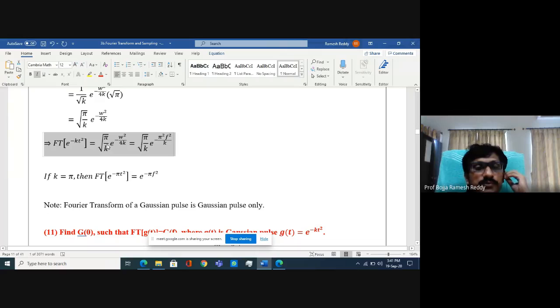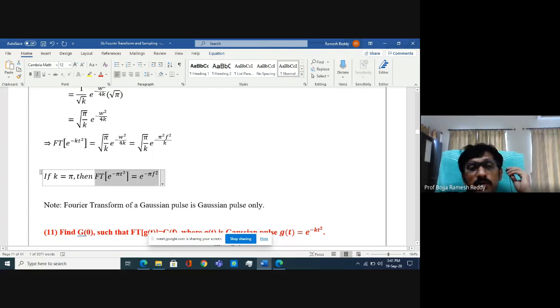Now, if you substitute k is equal to pi, what happens? The Fourier transform of e to the power of minus pi t square, with k equal to pi, is e to the power of minus pi square f square by k, with k equal to pi: pi square f square by pi. One pi cancels, remaining pi f square. See this beauty.